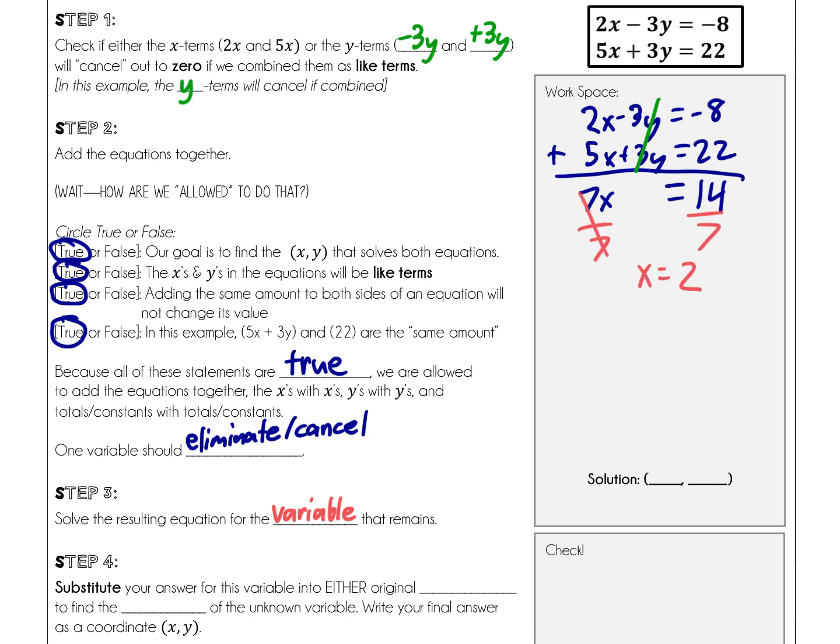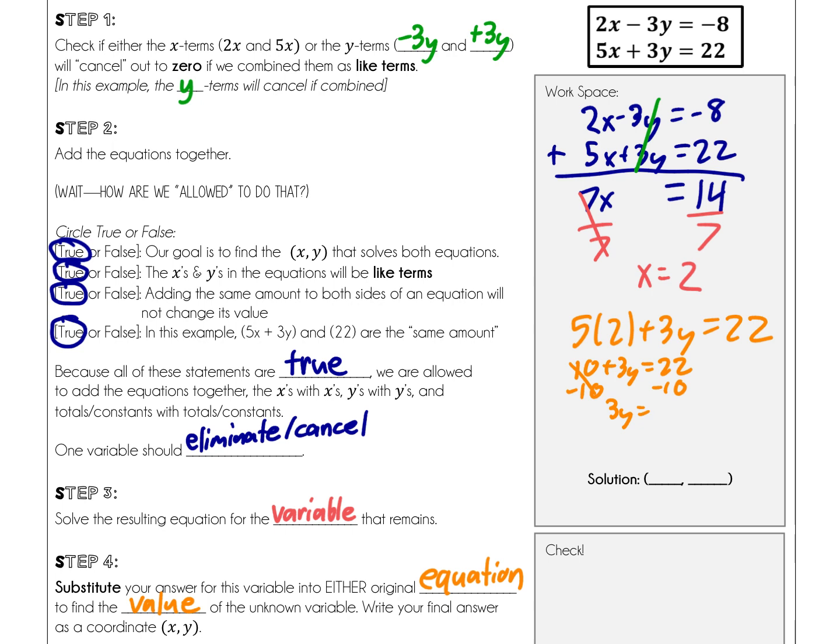Step 4 is to substitute your answer for this variable into either original equation to find the value of the unknown variable. Make sure to write your final answer as a coordinate point x, y. I'm going to use 5x plus 3y is equal to 22 and substitute in x equals 2 to get 5 times 2 plus 3y is equal to 22. 5 times 2 is 10. That means we have 10 plus 3y equals 22. And then we can subtract that 10 from both sides to get 3y is equal to 12. Now let's divide both sides by 3 to get y equals 4. Our solution is the point 2, 4.